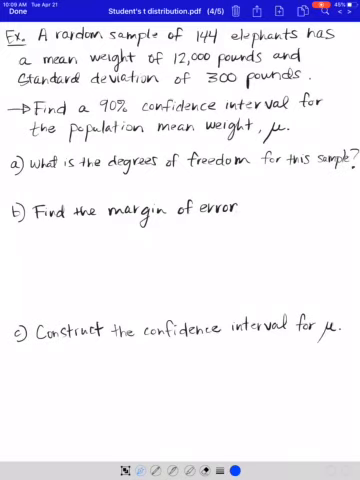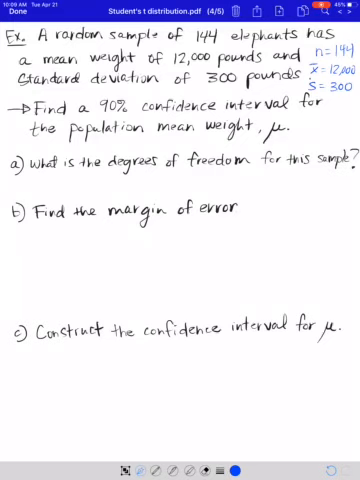Okay. Now first I'm just going to identify some information here. Notice our sample size is 144. Our mean weight, and this is for the sample, so sample mean is 12,000 pounds. And our standard deviation, and notice this is the sample standard deviation. So here we have that s is equal to 300 pounds. And we're going to construct this confidence interval, and we're going to break this up into a few steps.